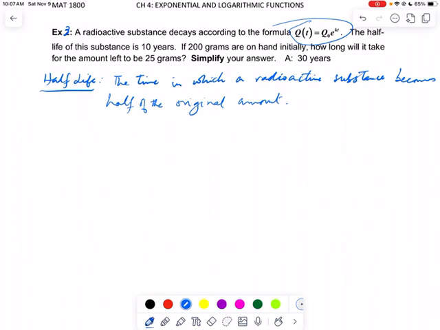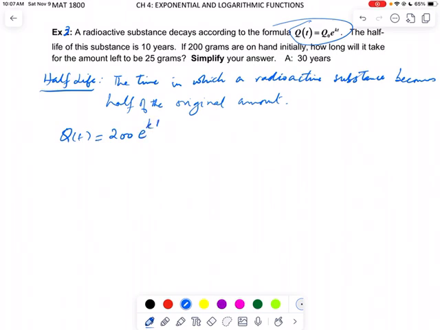So the question then continues, if 200 grams are on hand initially, so initially if we had 200 grams of the radioactive substance, how long will it take for the amount left to be 25 grams? Okay, so you can do it actually without, can you do it without the exponential? I don't know. Let's see. Okay, so we have Q of T equals Q naught. Now Q naught is given, it is 200 initial amount, e raised to the power kt.